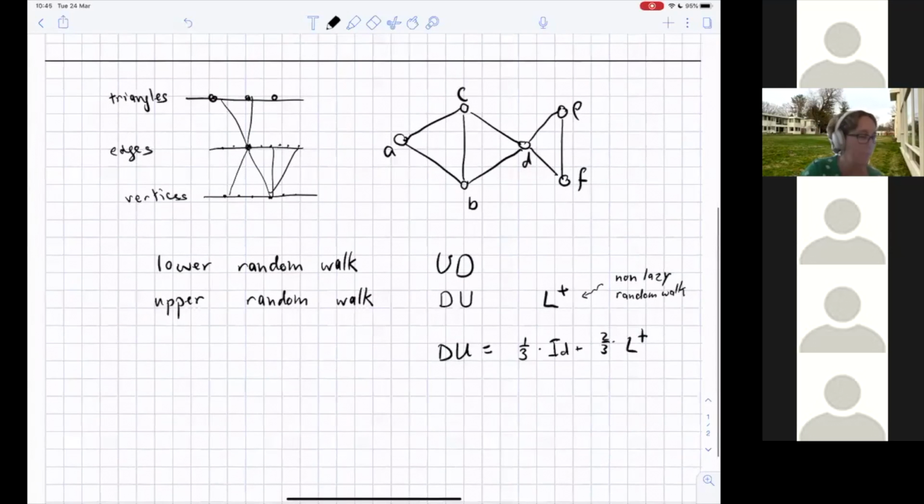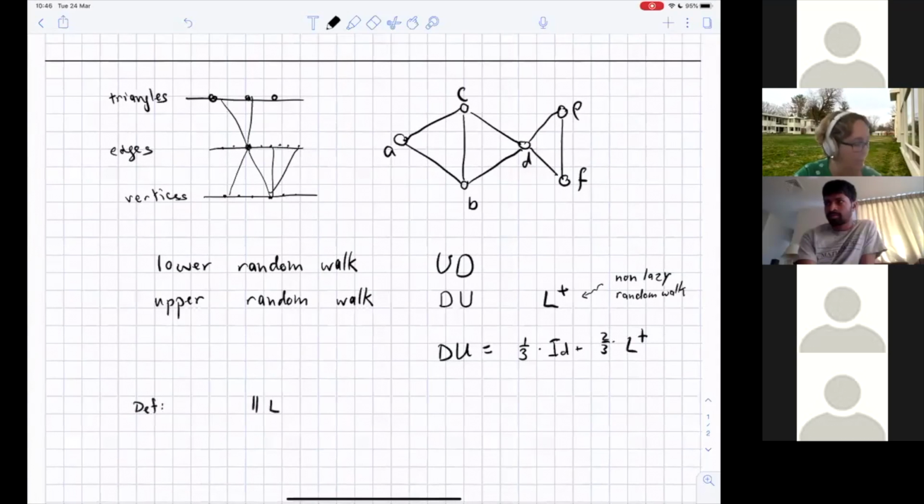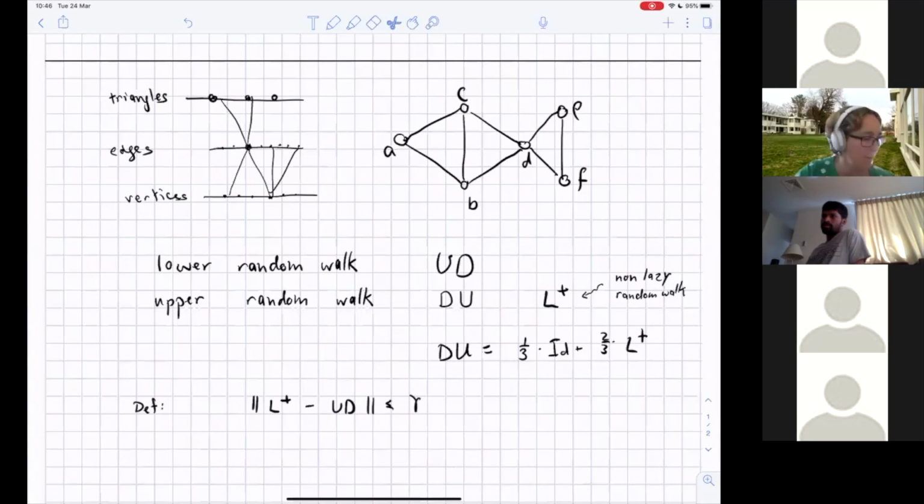Okay, so far I just discussed these two kinds of random walks, the upper and the lower. The definition for a high-dimensional expander just said we want, for every layer, the upper random walk and the lower random walk, the down-up random walk, to be very similar to each other in spectral norm. Okay, this was our definition. So maybe I should use more words.